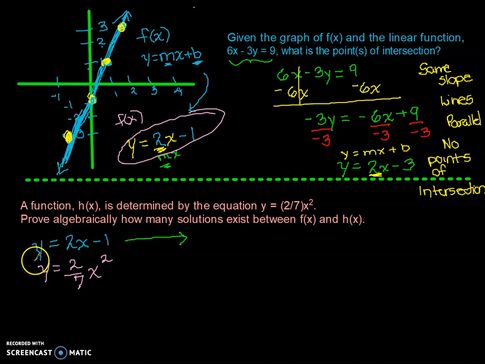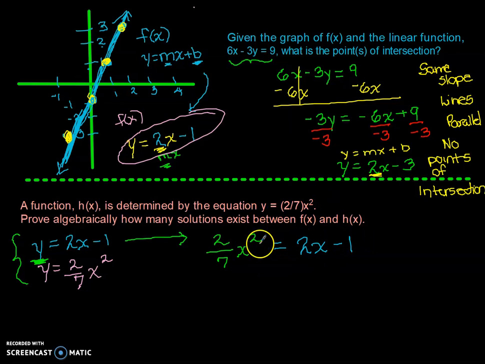But instead of y, I'm going to replace it with 2 over 7x squared, because if I look at the second function, it tells me what y equals to. Y equals 2 over 7x squared. So I'm going to replace this y with 2 over 7x squared and write the rest of the first function down equals 2x minus 1. So this is how I'm going to solve for x.